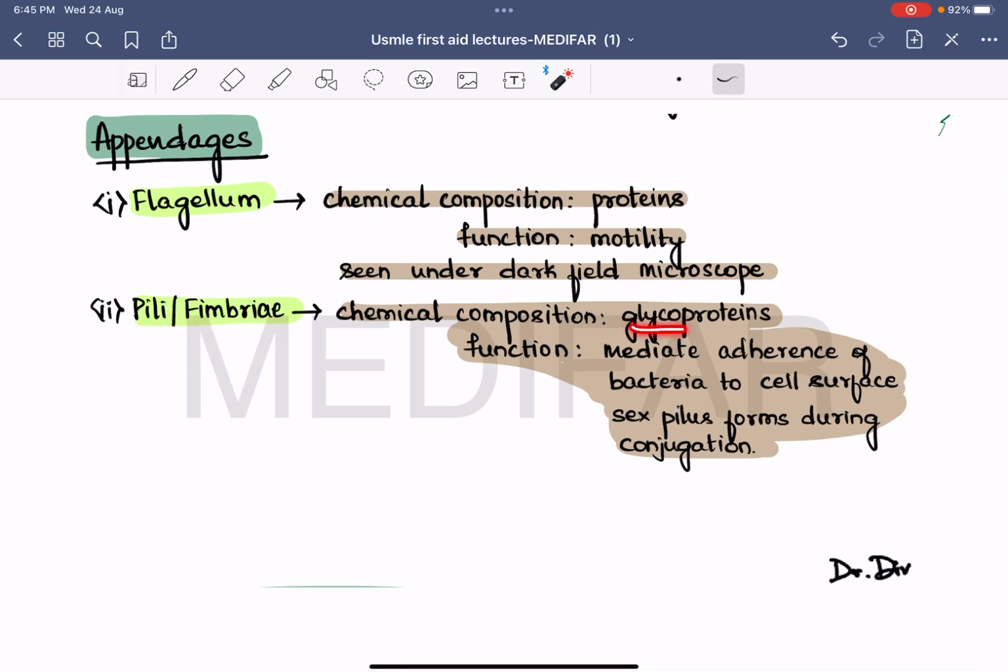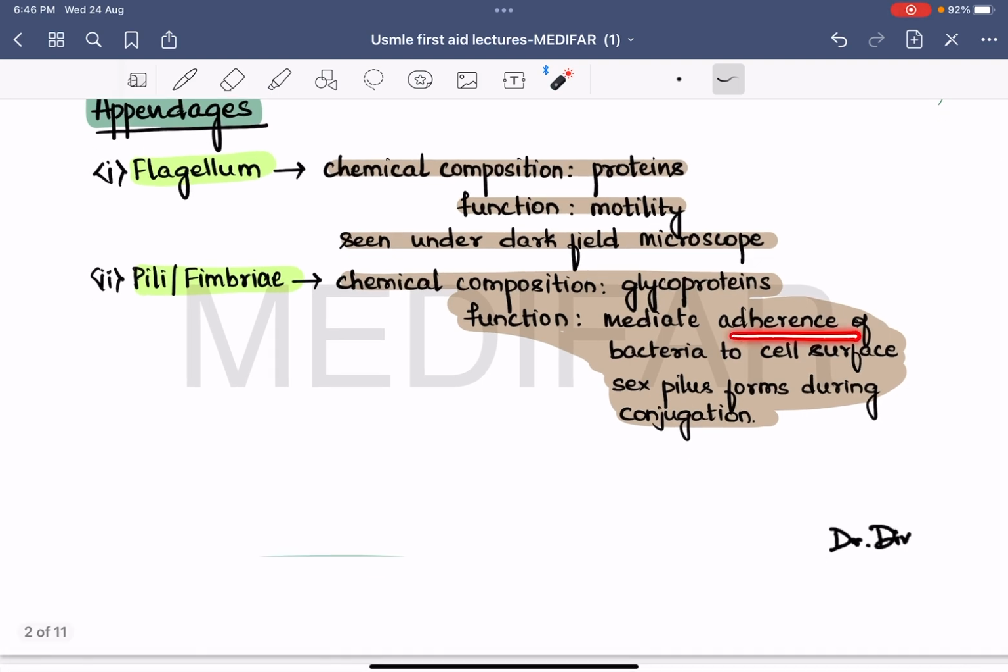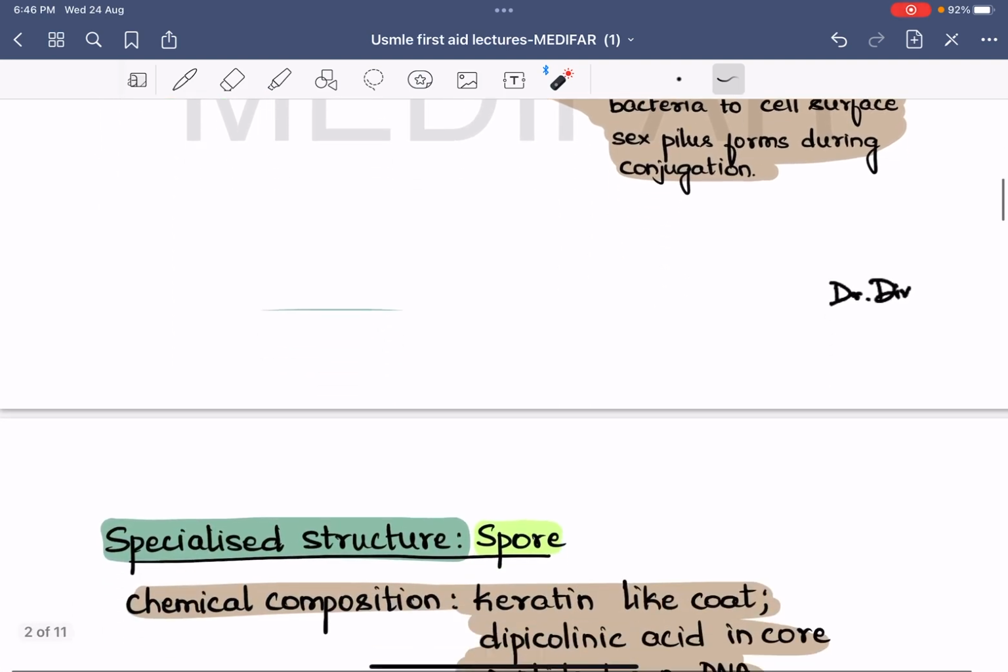It is made up of glycoproteins. The function of pili or fimbriae is to mediate adherence of the bacterial cell to the host, or from one bacteria to the other bacteria during conjugation. So the function is to mediate adherence of bacteria to the cell surface of the host or between one bacteria to another bacteria during conjugation.